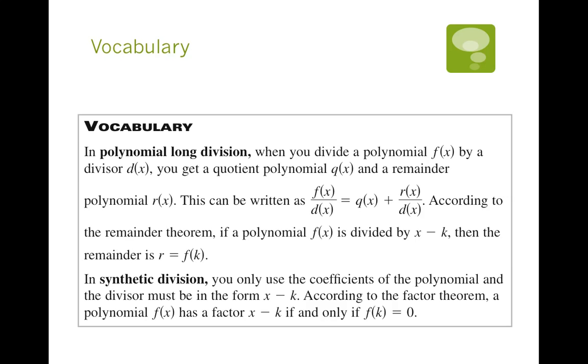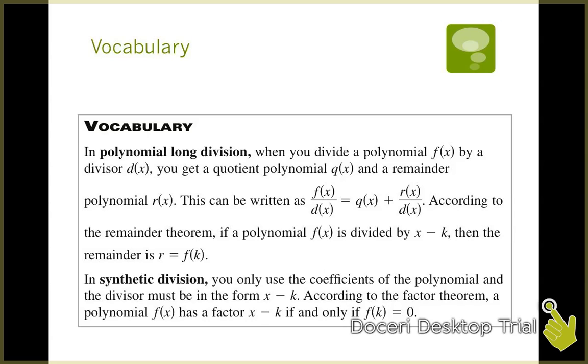We can put those pieces together into a statement that says that when I take f of x and divide it by d of x, I get q of x as an answer plus the fraction form for my remainder, taking the remainder r of x over the d of x.